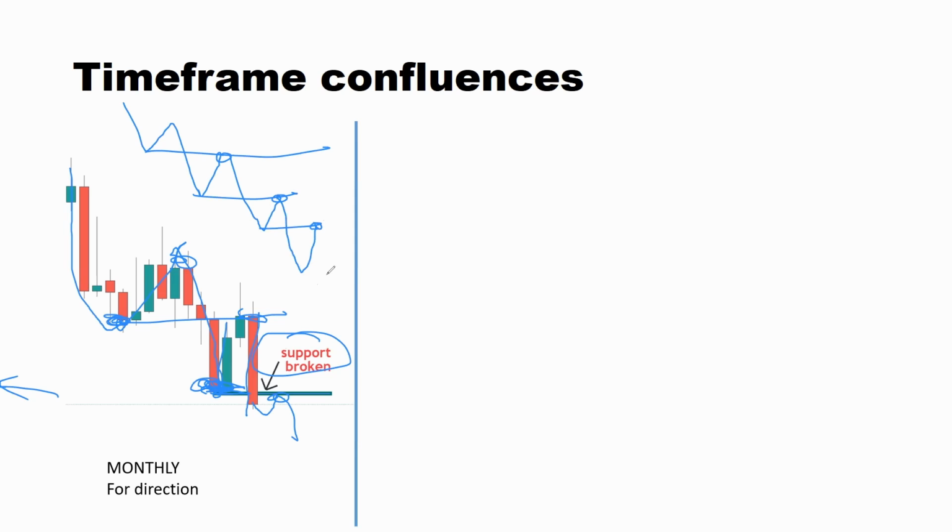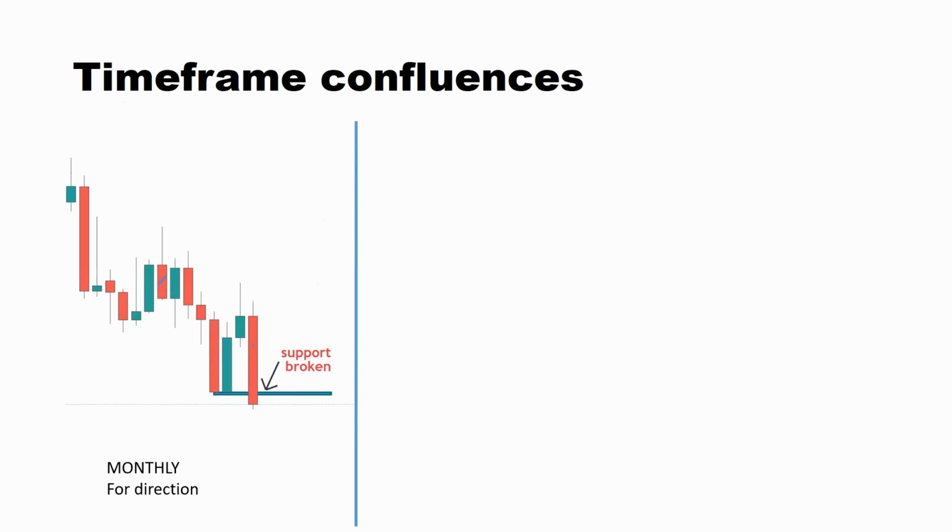Now, let's go into weekly. I just want to show you the time frame confluence, that if you're using time frame confluence, at least a number of time frames should be speaking the same thing. Since we're seeing a breakout in monthly, we also need to see a breakout in weekly. Let's see if really we shall have that.